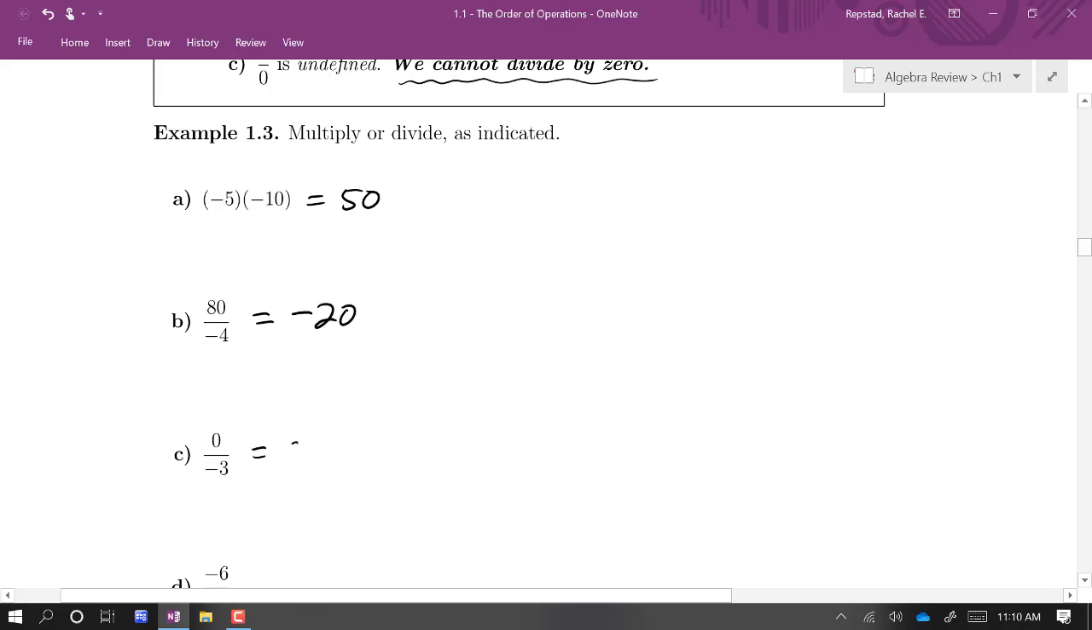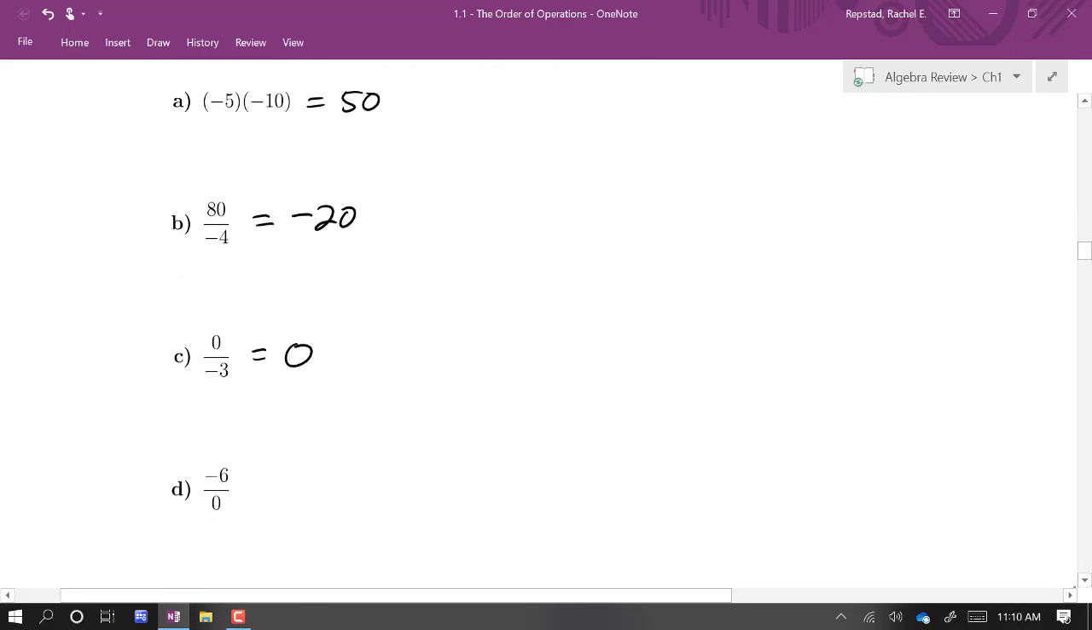0 divided by negative 3 is 0. 0 on top of a fraction makes the whole thing 0. And then negative 6 divided by 0, well, this is undefined. We cannot divide by 0.